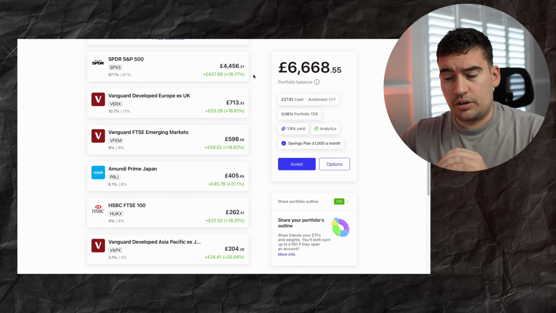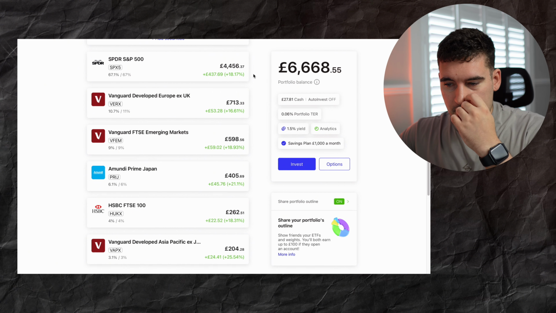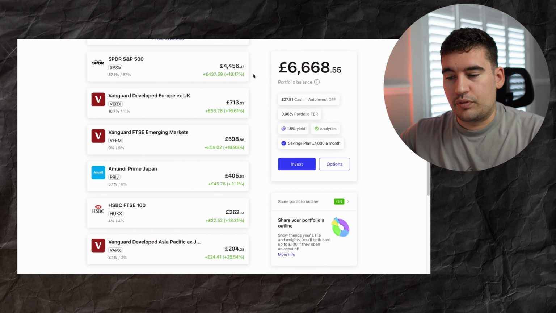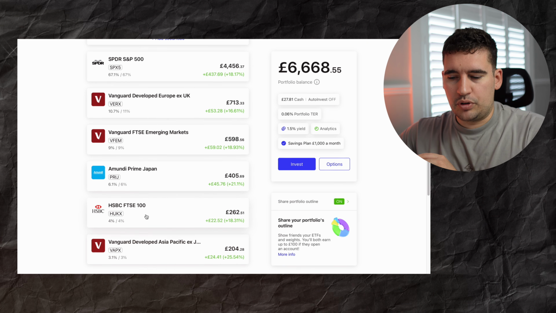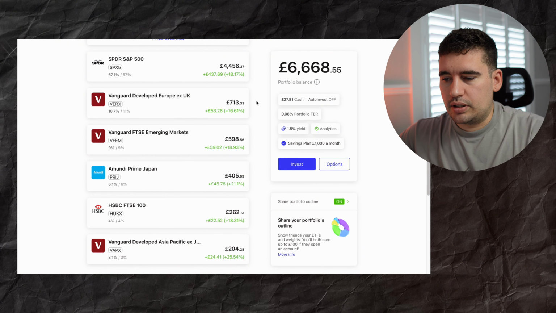Moving down onto the next one. This is a Vanguard ETF, the Vanguard Developed Europe. So developed countries, developed companies within this ETF, excluding the UK. I'll cover why we're excluding the UK, but eagle-eyed viewers might see that we've got a UK FTSE 100 ETF here, which is why I didn't want the overlap. So that's performing really well actually at 16.61%.